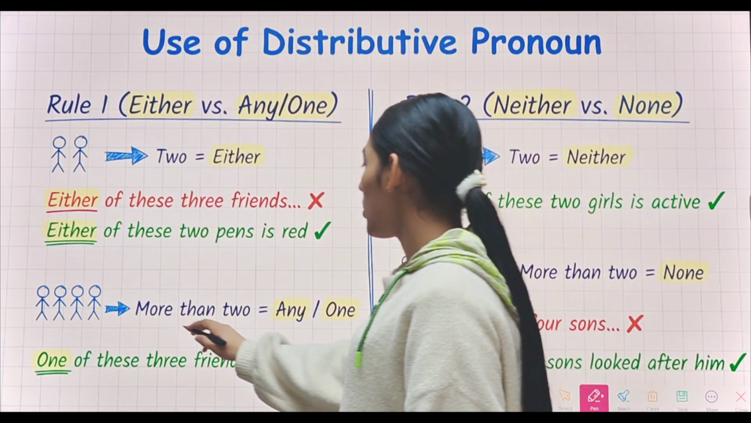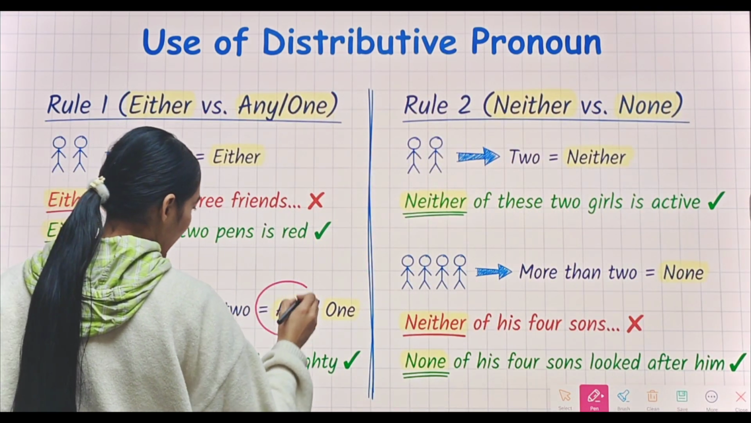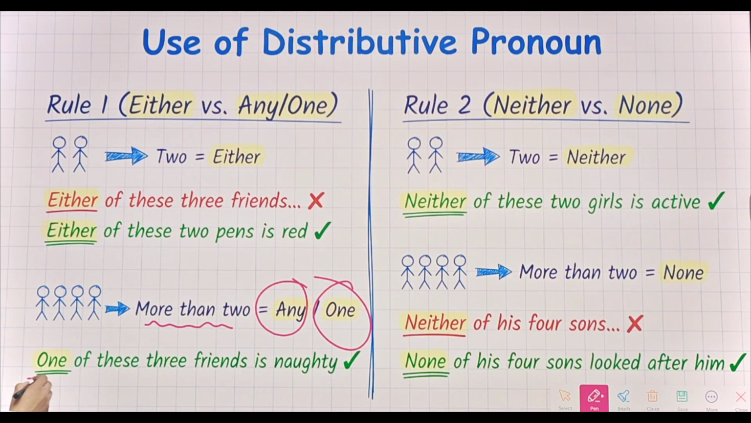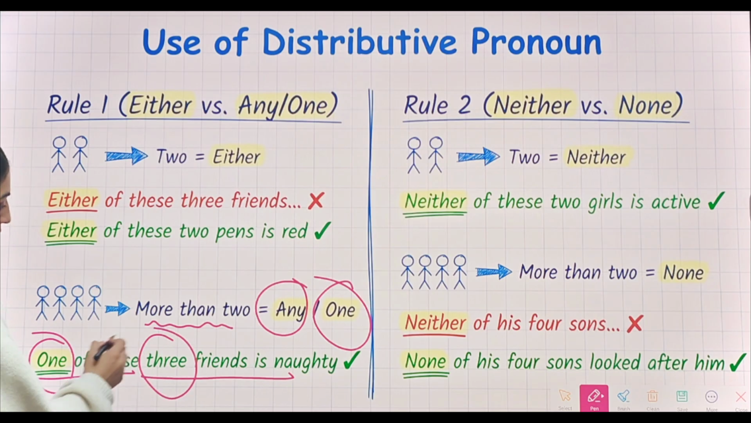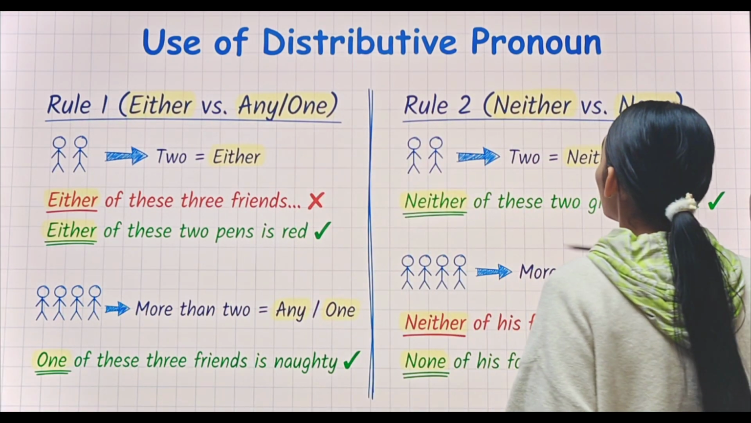Then we have more than 2. If more than 2 is there, we will use any or one. So, let's see. One of these 3 friends is naughty. So here one has been used between 3 people. Then we have the second rule.